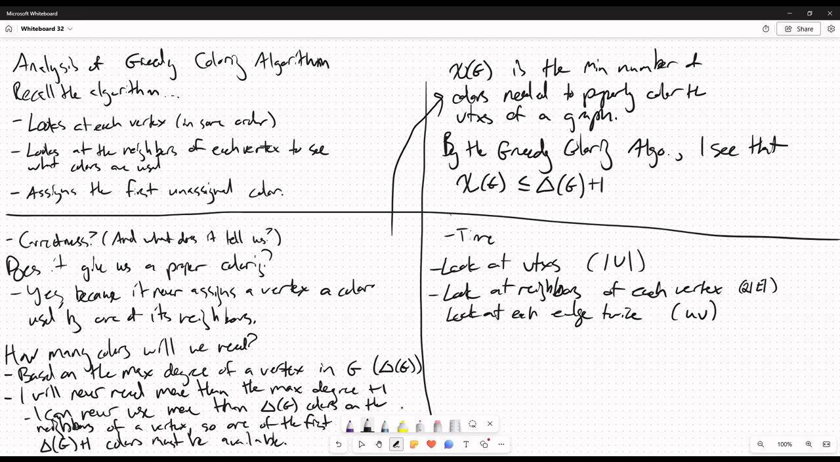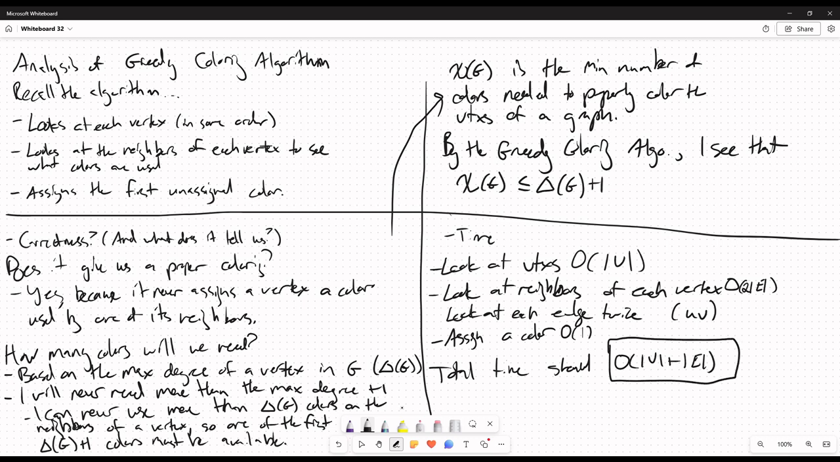And then we assign a color. That should take about constant time. So, these are all technically big O notation. So the total time should be linear in the number of vertices plus the number of edges. And that is our answer there.